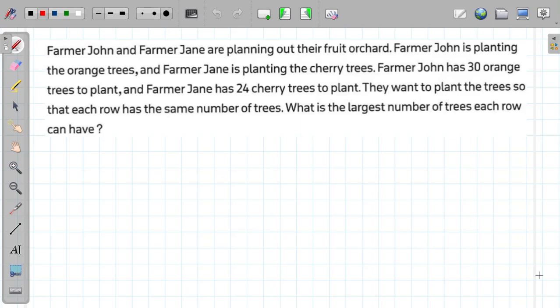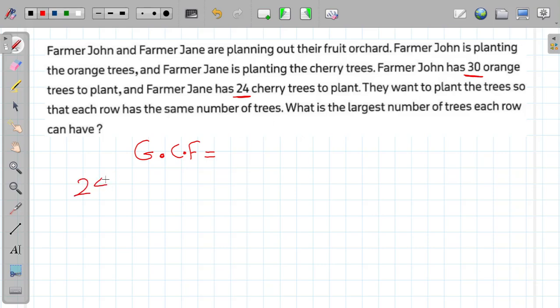The idea of this problem depends on dividing or distributing the two numbers. So I want to distribute 30 and 24, and I want them with the same number of trees in each row. So here I want to find the greatest common factor, because I want to divide the two numbers. So I want to find the greatest common factor between the two numbers, 24 and 30.